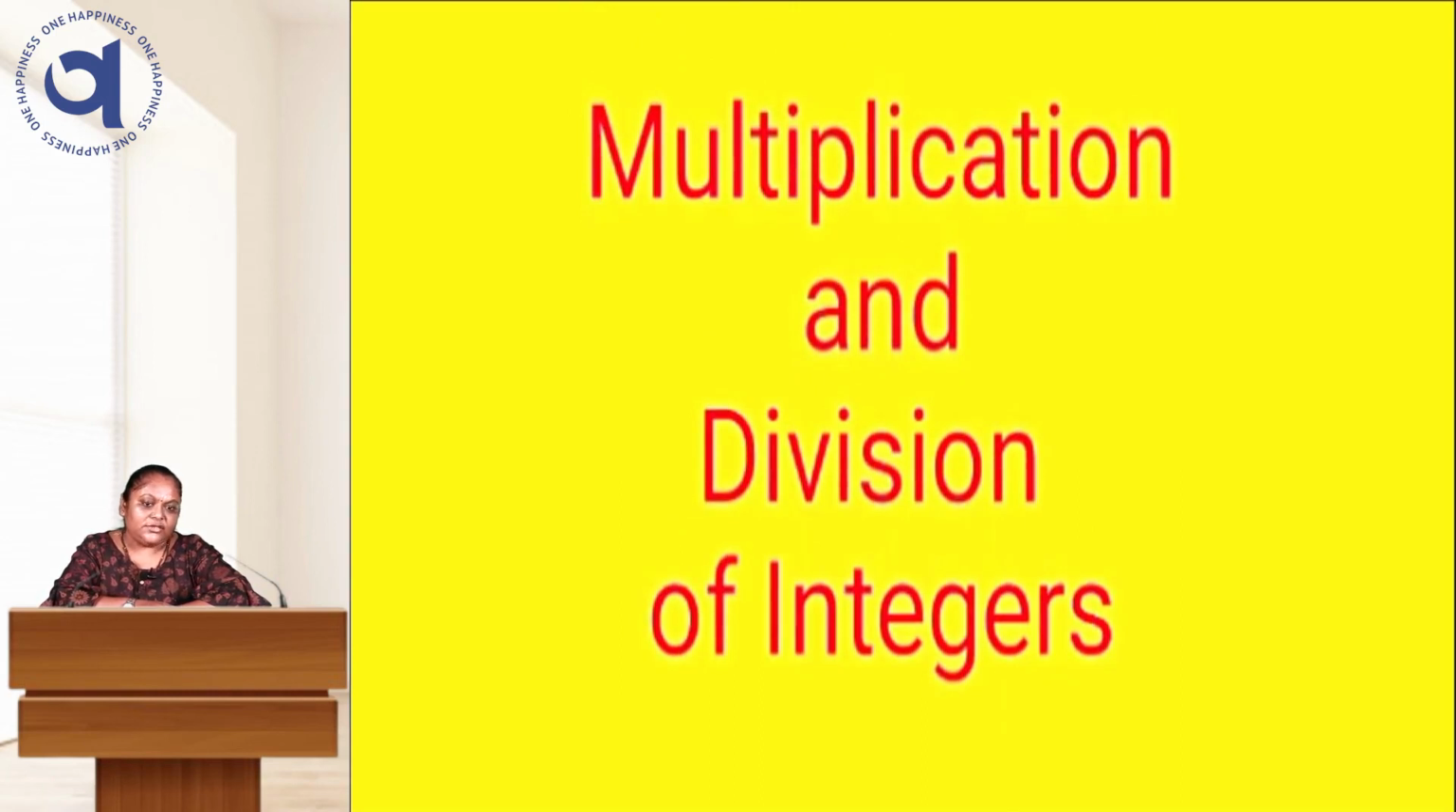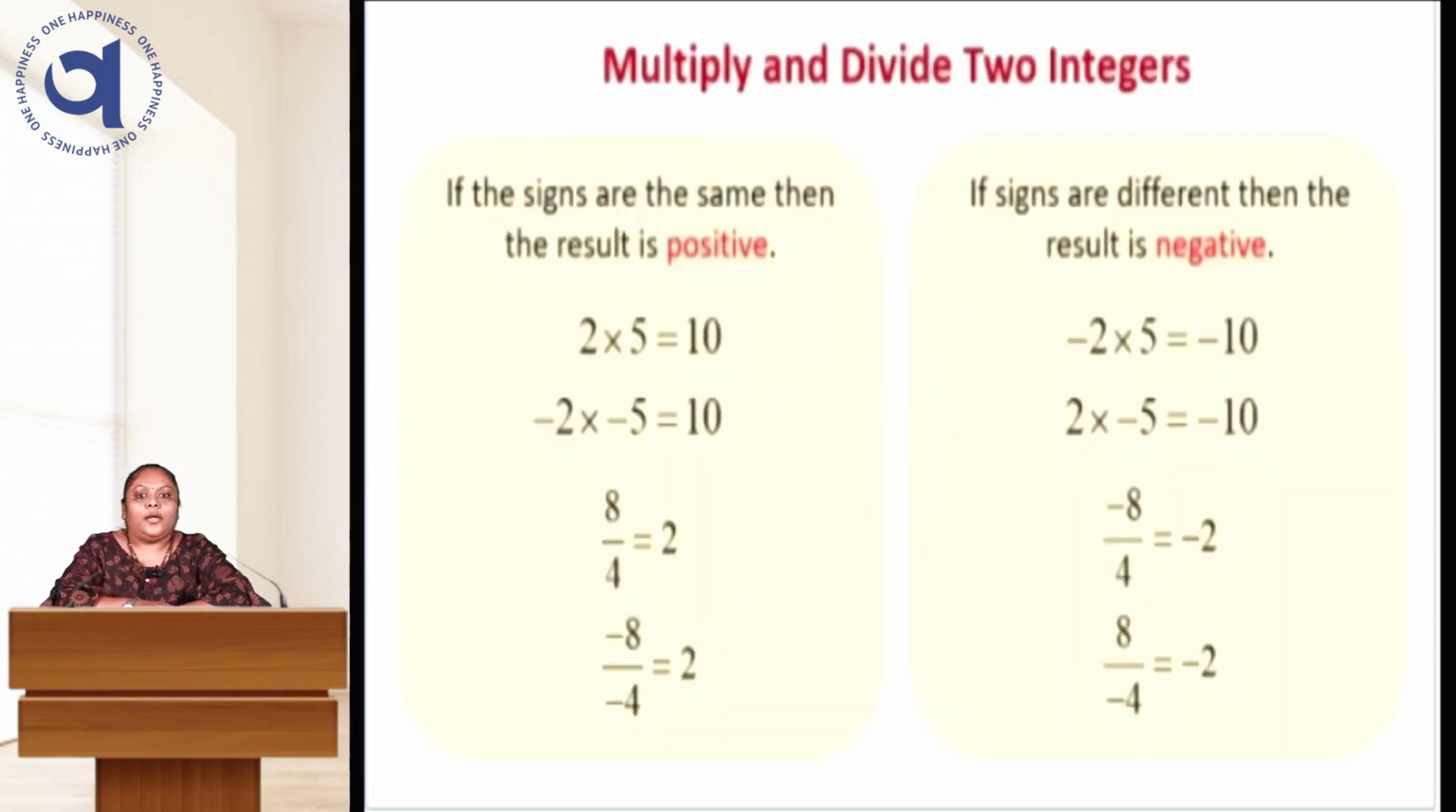Multiplication and division of integers. For multiplication and division, there are two rules. If the signs are same, then the result is positive. This rule you have to follow. If you take two positive integers, then your answer is positive. If you take two negative integers, your answer is again positive.